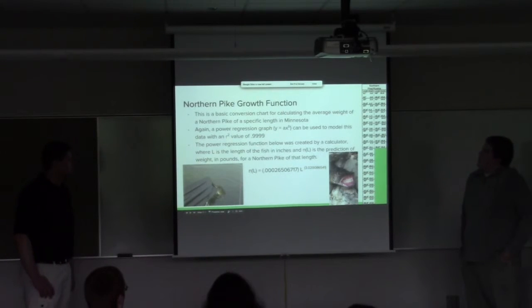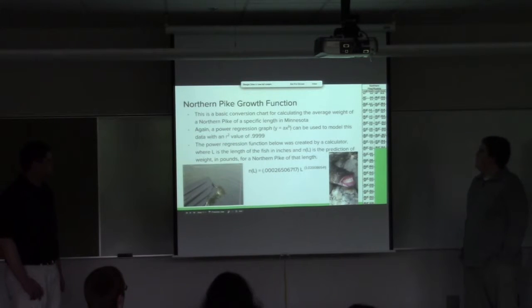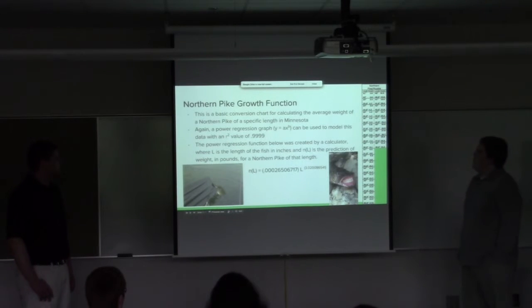And so here's the growth function for the northern pike. Again, there are the lengths, and this goes up to 48.5 inches, which is pretty much the max that you'll get in Minnesota. We didn't cover up in Canada because they get into the 50s up there. Again, a power regression graph, y equals ax raised to the b power, can be used to model this data with an r squared of 0.9999, which was very accurate. The power regression function below was created by a calculator where L is the length of the fish in inches and N(L) is the prediction of weight in pounds for a northern pike of that length. So there's our function.